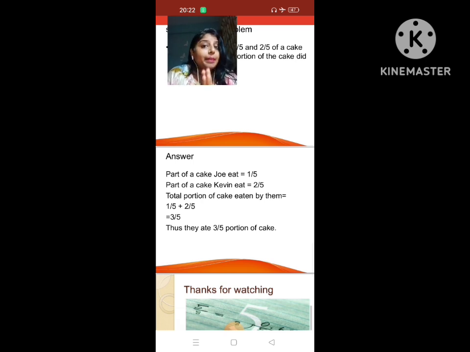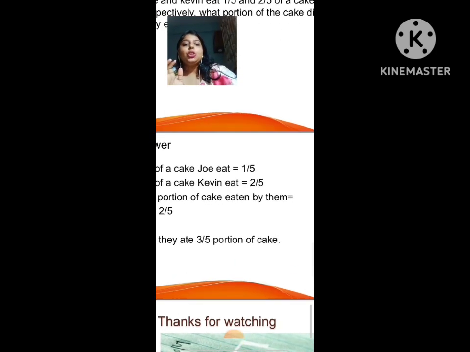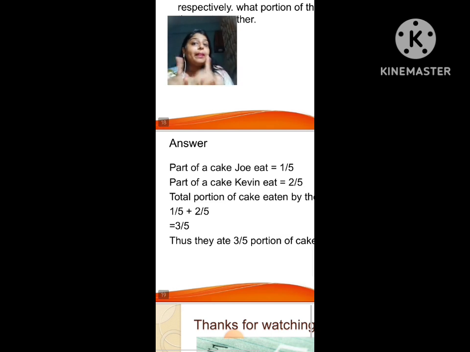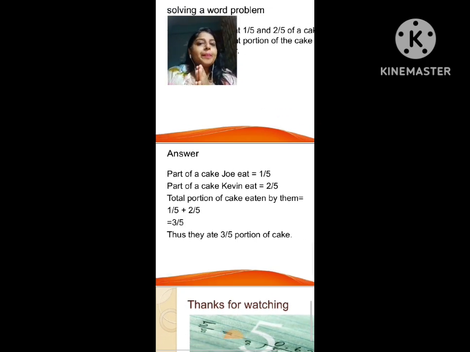First we will write the statements. In a word problem it is very important to write statements. So we write: part of a cake Joe ate is equal to 1 by 5. Part of a cake Kevin ate is equal to 2 by 5. So the total portion of the cake eaten by them is 1 by 5 plus 2 by 5, very good. That is equal to 3 by 5, right? Thus they ate 3 by 5 of the cake.